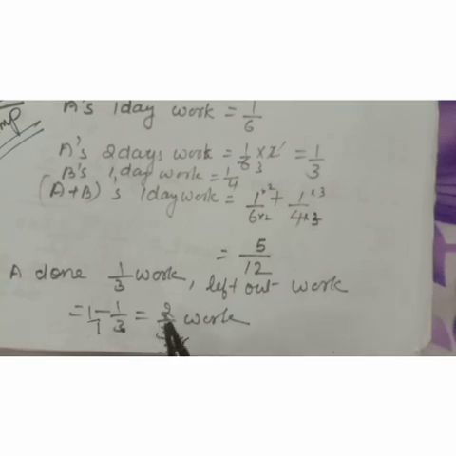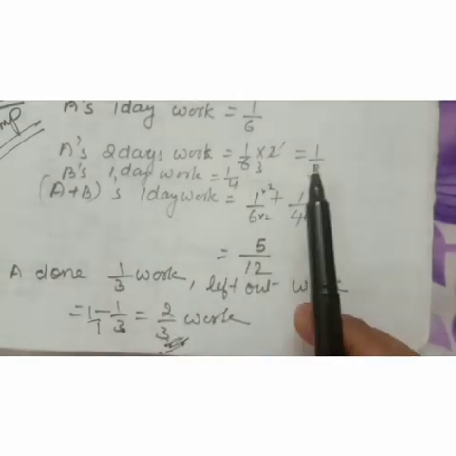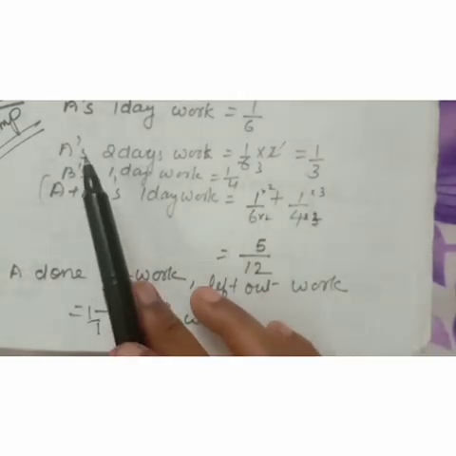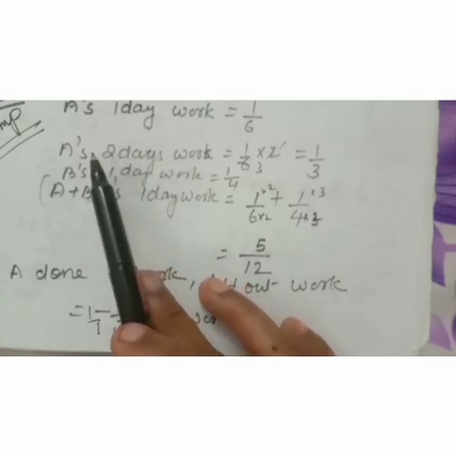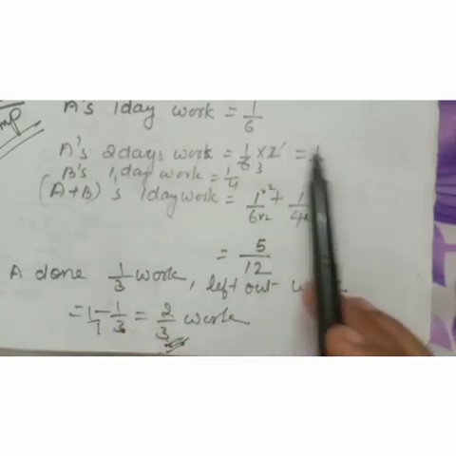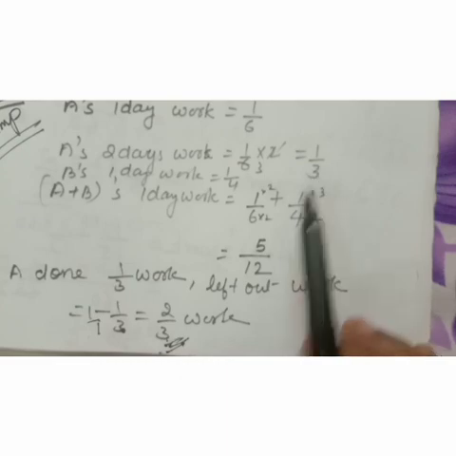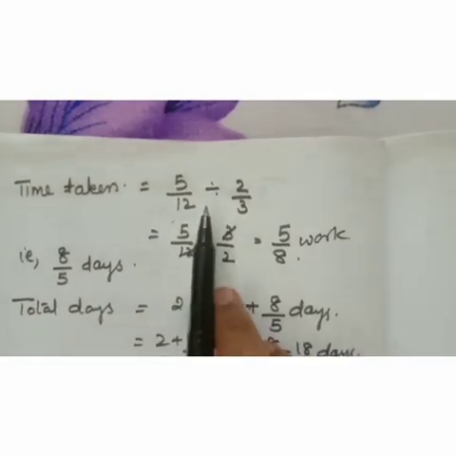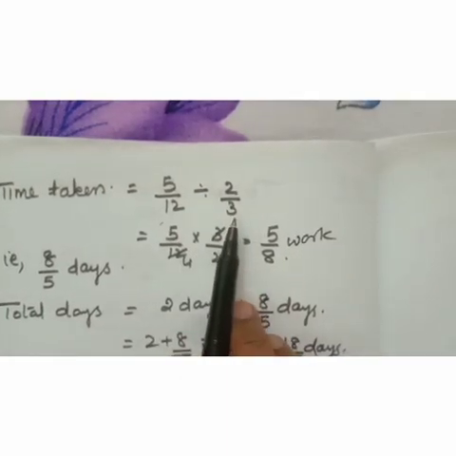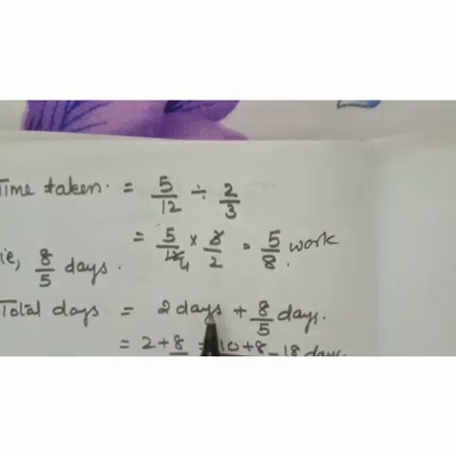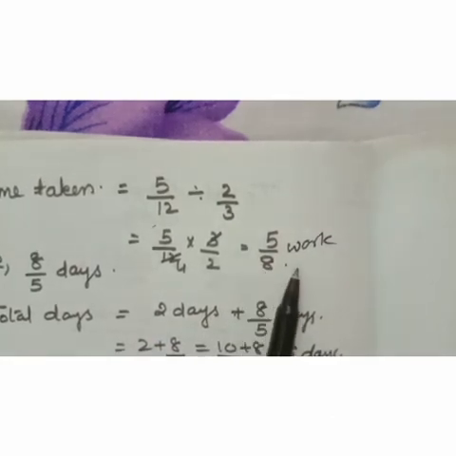This 2 by 3 work, how much time it will take, we have to find out. Already 1 by 3rd work A already done. 2 days taken to complete 1 by 3 work. Time taken, 5 by 12 divided by 2 by 3. Take reciprocal, multiply. 5 by 8 work is there.